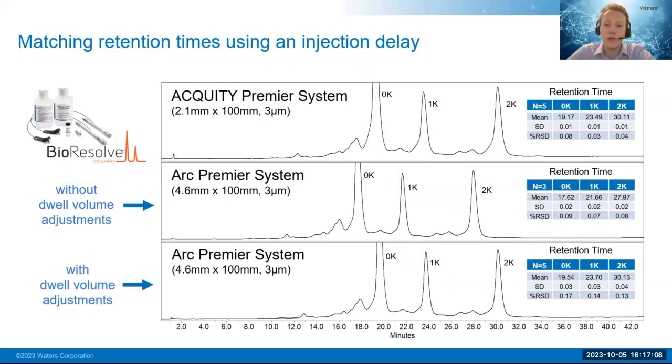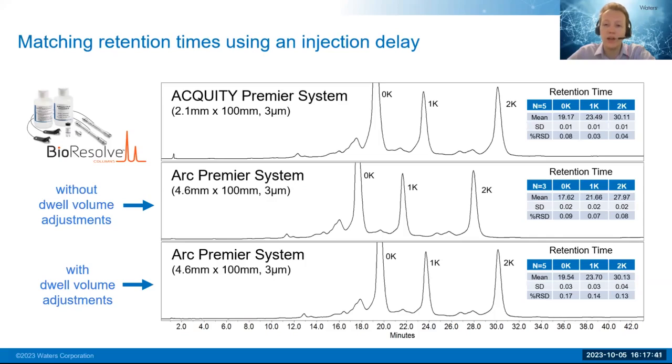In this slide, we'll be scaling a method from the Acquity Premier system using a 2.1 by 100 millimeter 3 micron column to an Arc Premier system with a 4.6 by 100 millimeter 3 micron column. Looking at the table of retention time data, both systems and column formats are able to reproducibly deliver the same profile with retention time RSDs below 1% for the main lysine variants.